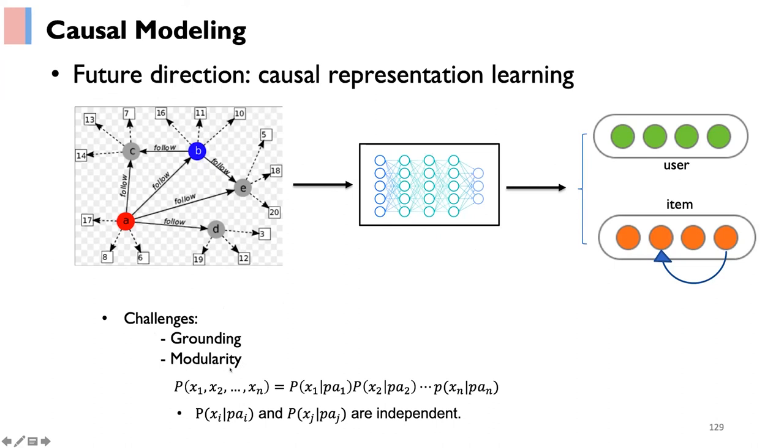And the second challenge is how to make the huge neural network modular. This is because, according to causal relations, we can actually decompose all of the variables related to recommendation into different parts that are independent. But when we encode this data with a huge neural network, obviously such a neural network cannot decompose all of these independent parts.